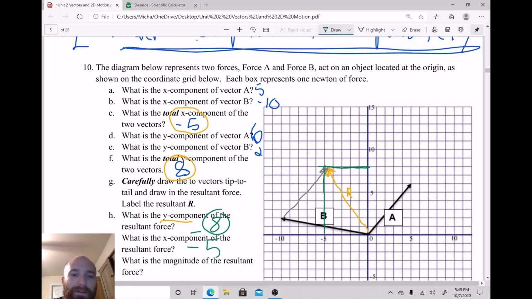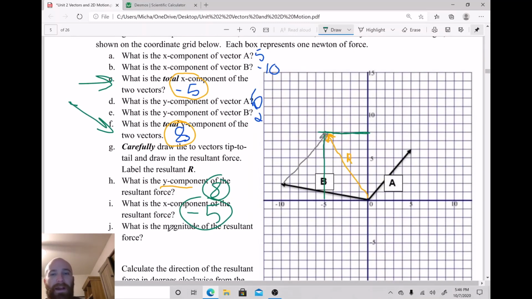And the thing to point out here is how that perfectly matches our answers to C and F, those two individual components. So when we do the tip to tail method and we end up at this particular place, it's the same as adding the two components individually. That's our process. That's what we do. We find the two x's, we find the two y's, we add those together, and those are the components of our resultant. But how big is the resultant?